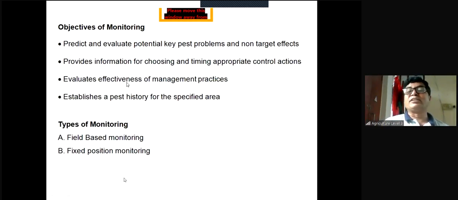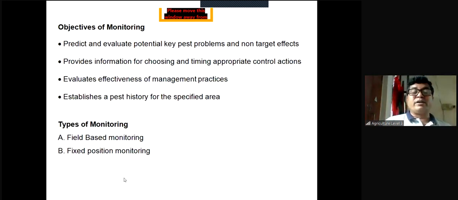Evaluate effectiveness of management practice. By monitoring, you can also evaluate the effectiveness. Say for example, if you want to use one insecticide, by monitoring you can measure and evaluate the effect of that insecticide. Monitoring establishes a pest history for the specific area. Say for example, for whole Bangladesh, if someone asks about the rice pests from 1960 to 2020, we can provide this data because we have the monitoring data. So it's a history of the pest.